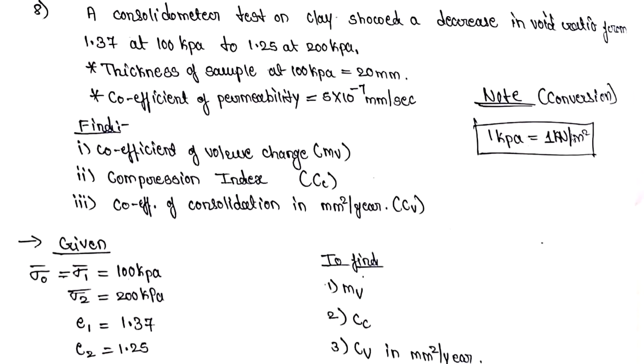So conversion is very important over here. 1 kPa is equal to 1 kilonewton per meter square. So directly 200 kPa is equal to 200 kilonewton per meter square, and 100 kPa is equal to 100 kilonewton per meter square. Next, what we have to find out? We have to find out coefficient of volume change, that is mv, compression index, that is Cc, and coefficient of consolidation in mm square per year, that is Cv.